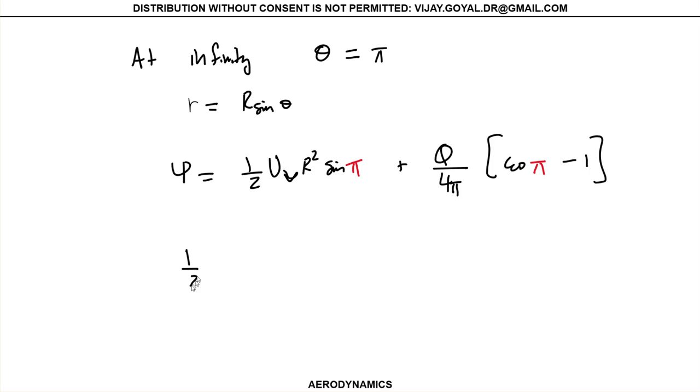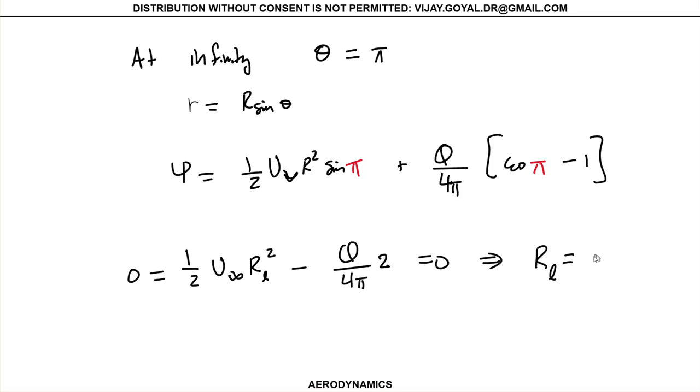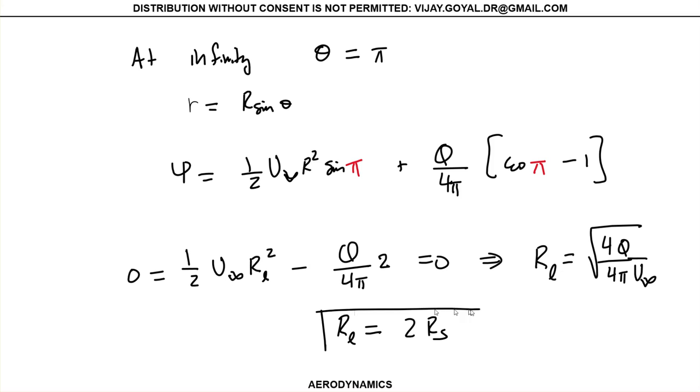So you end up with 1/2 u infinite rl squared minus q over 4 pi times 2 equal to 0. So from here you find that your rl is equal to the square root of 4 times q over 4 pi v infinite. In other words, rl is equal to 2 times rs. Okay, that's the maximum radius of your problem.